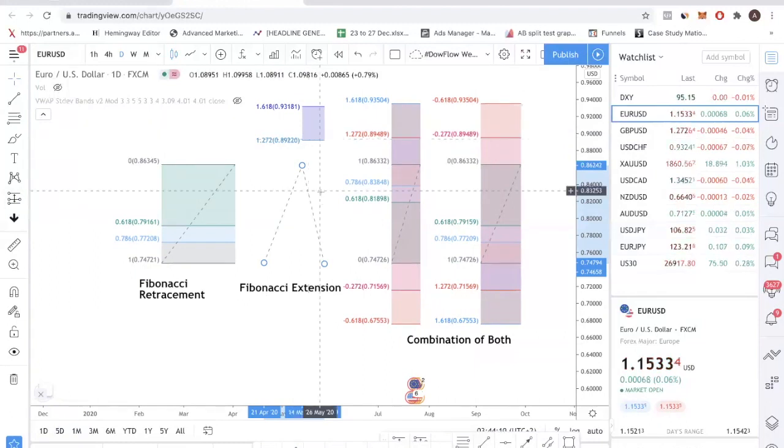Of course, there are some traders who use this as a counter trend trade. So what they do is that when price is going up, they sell it down.